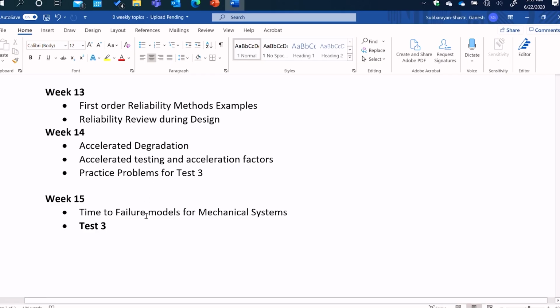And then finally, in week 15, we will look at time to failure models for mechanical systems and also, to an extent, electronic hardware as well, in as much as the failure mechanisms are very similar to mechanical systems.